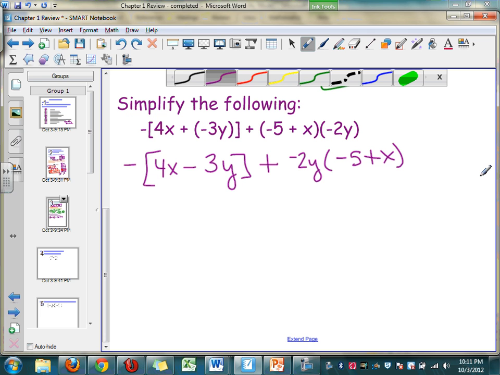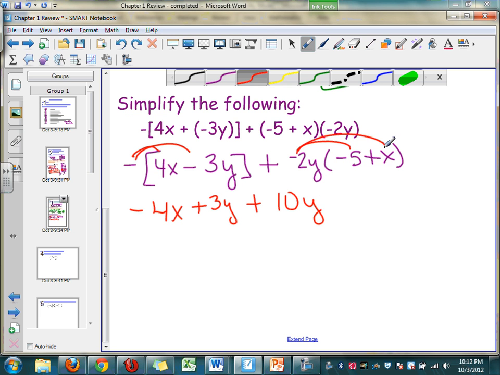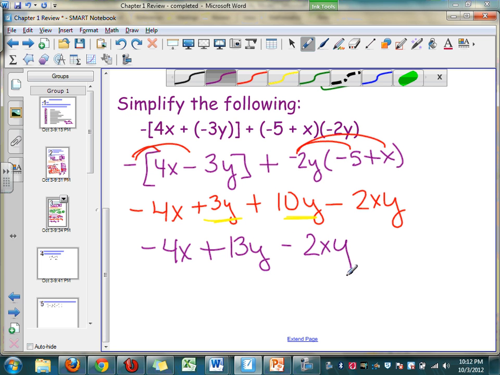So negative 2y without parentheses, and then parentheses around the negative 5 plus x. See, this already looks much better, because now what I have is two problems with the distributive property here. So I'm going to immediately distribute that negative, so that gives me negative 4x plus 3y plus 10y minus 2xy. Do I have any like terms? Well, my like terms are going to be right here in the middle. And that's going to give me negative 4x plus 13y minus 2xy. That is going to be your final answer.